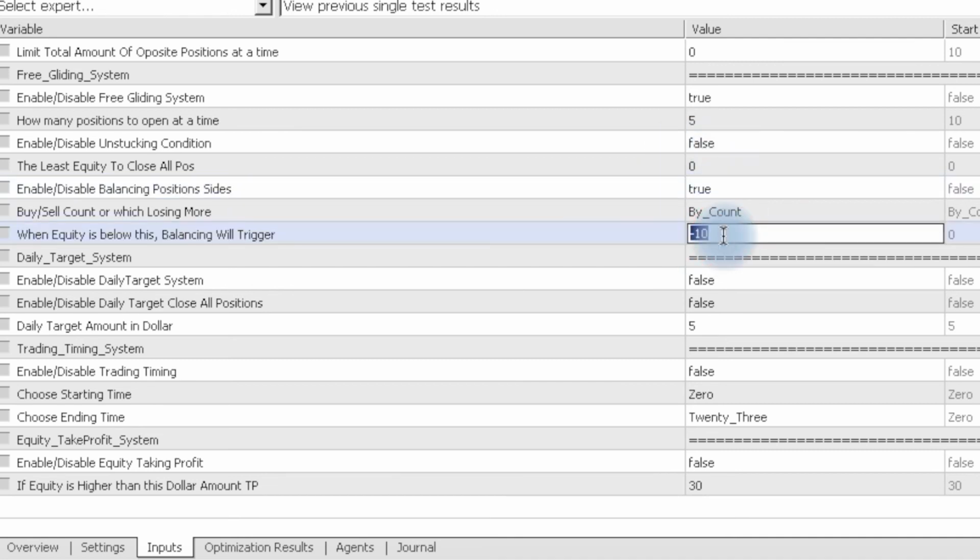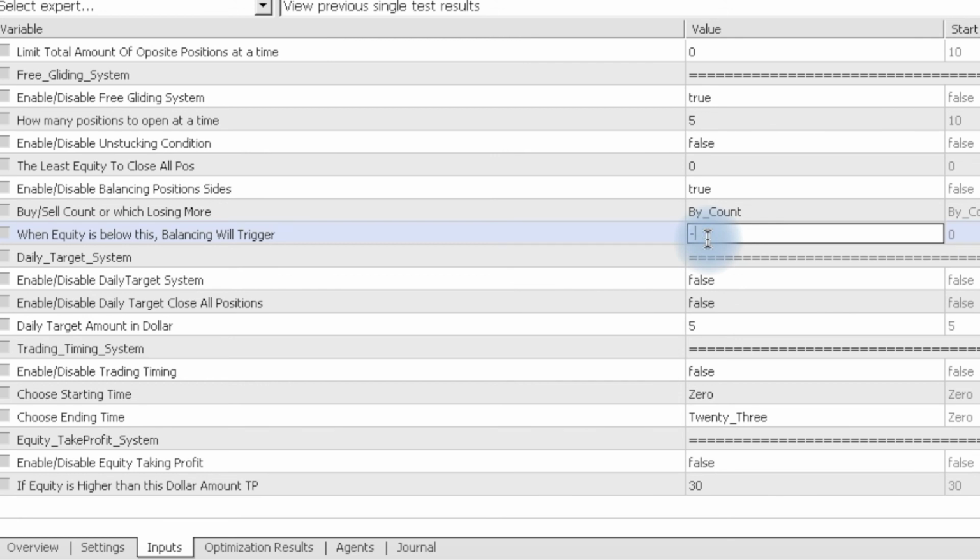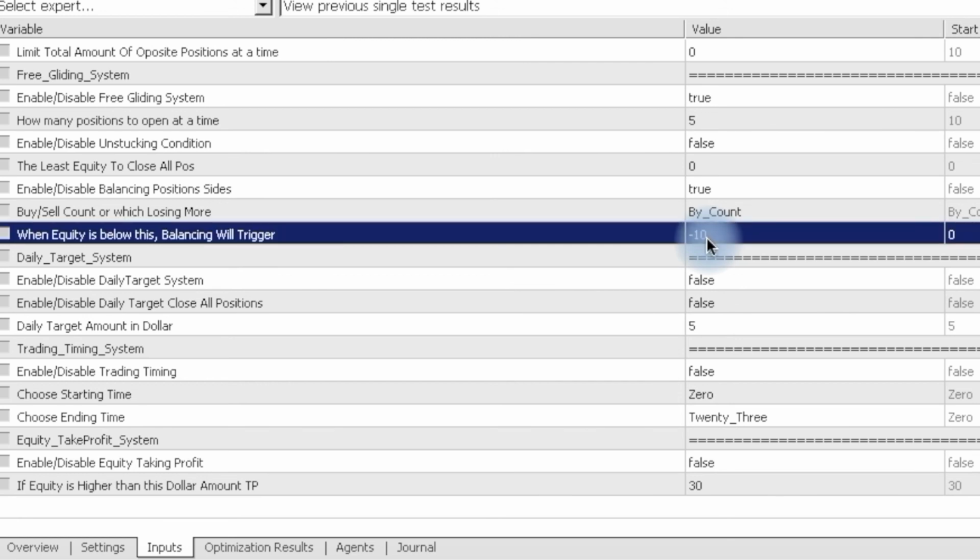Of course, I can change this. I can say minus 30. So if my equity is minus 300, this is if I have 0.1 lot size, leverage 100. But basically I use 10 most of the time.